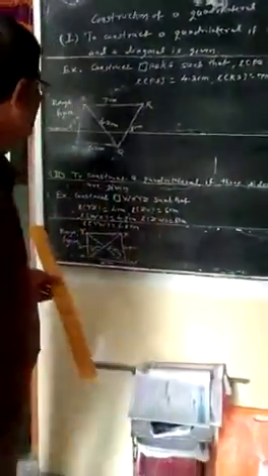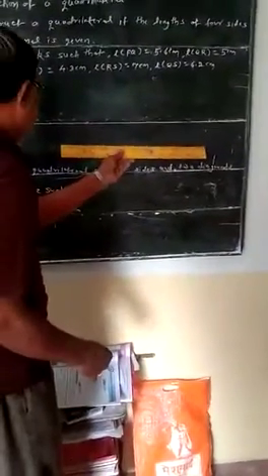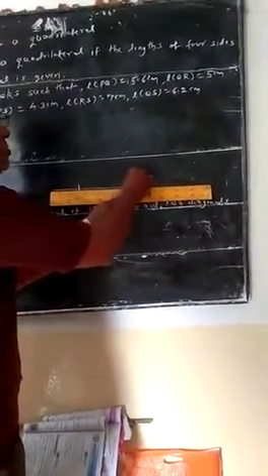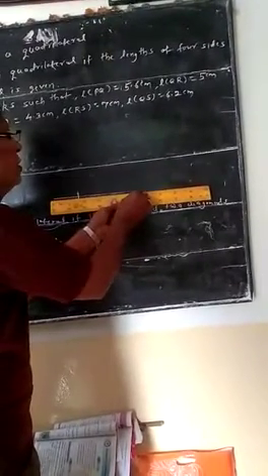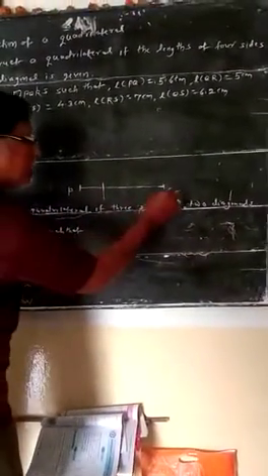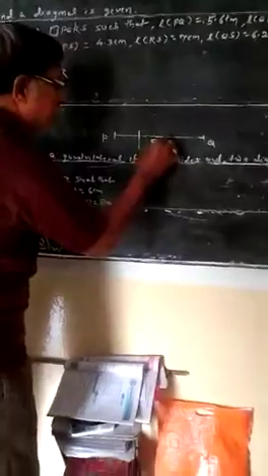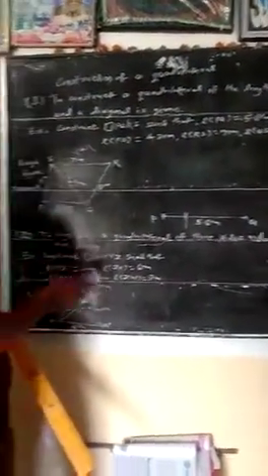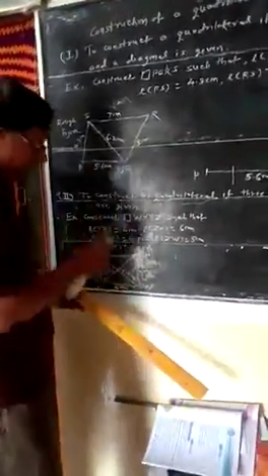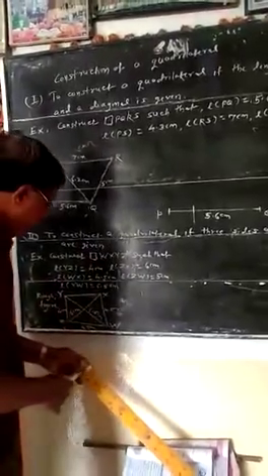See here. There are only two instruments we are using, only compass and scale. So take PQ 5.6 centimeter. Name the segment PQ. Then, with the help of compass and scale, construct this triangle first, PQS, and then QRS. So construct the first triangle PQS.